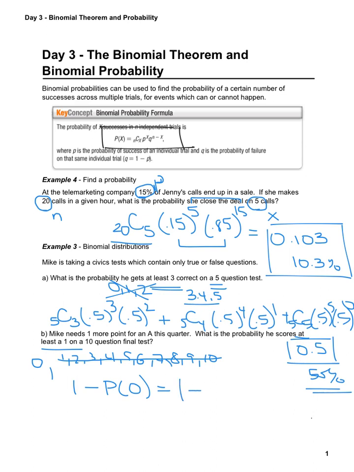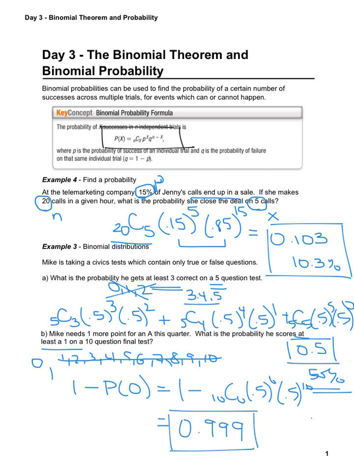So we set it up. He gets 0 correct. Not doing so hot on this true-false test. And then he gets 10 wrong. We wind up with 0.999. So based on this information, there's a 99.9% chance it's looking like Mike will get at least 1 correct, which means he'll get an A this quarter.